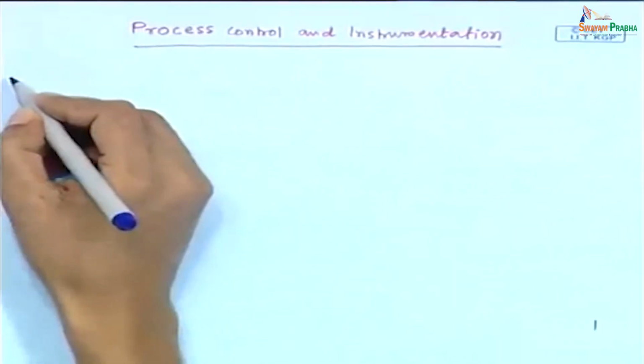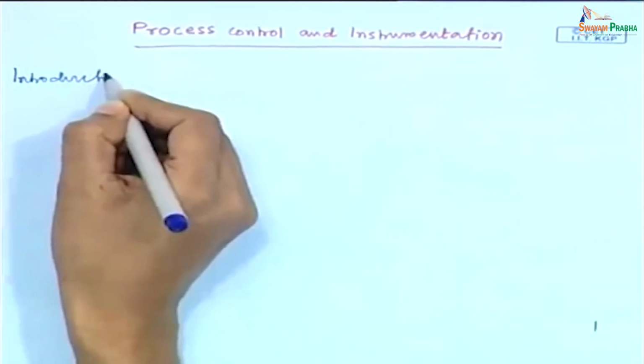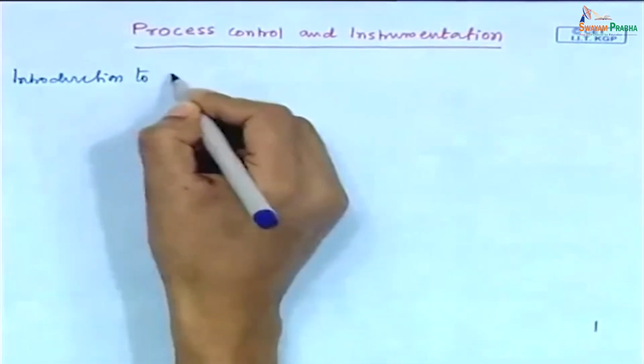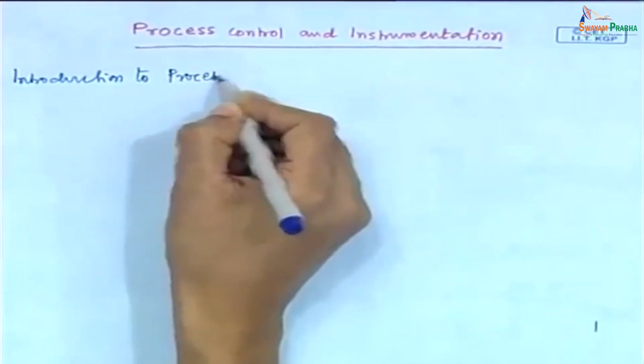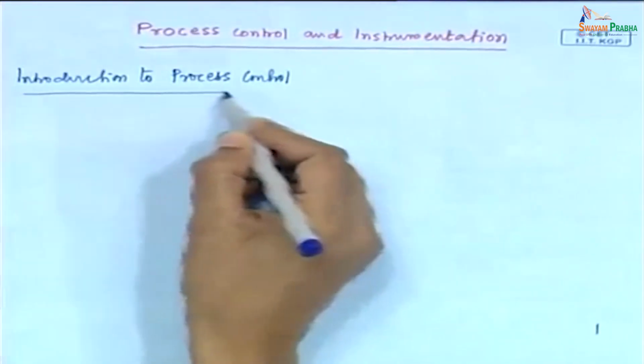So, the name of this course is Process Control and Instrumentation. Initially, we will cover the process control and then the instrumentation course. So, the first topic is Introduction to Process Control. This topic we will cover first.